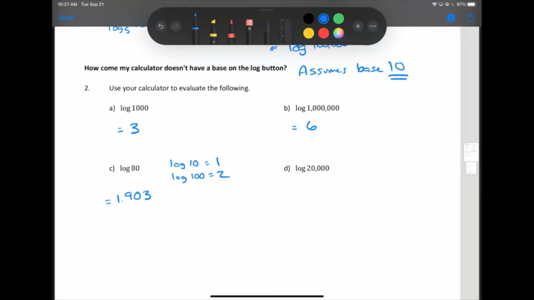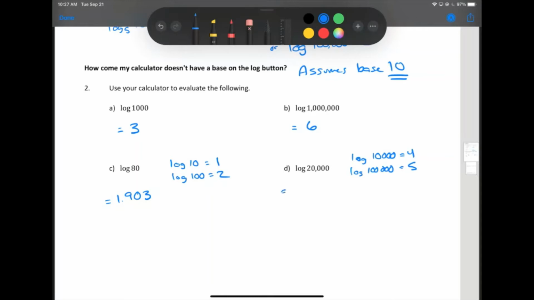Now the log of 20,000, again, I'm just going to write out over at the side here that the log of 10,000 would be 4, and the log of 100,000 would be 5. So the log of 20,000 is between 4 and 5. I'm guessing closer to 4. If I had to guess, I'd say, I don't know, 4.1, maybe 4.2.